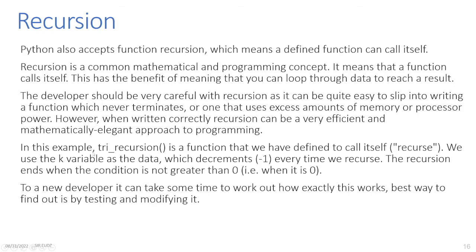In this example, try recursion is a function that we have defined to call itself, or to recurse. We use the k variable as the data, which decrements by 1 every time we recurse. The recursion ends when the condition is not greater than 0, so that means when it is equal to 0. To a new developer, it can take some time to work out how exactly this works. The best way to find out is by testing and modifying it.